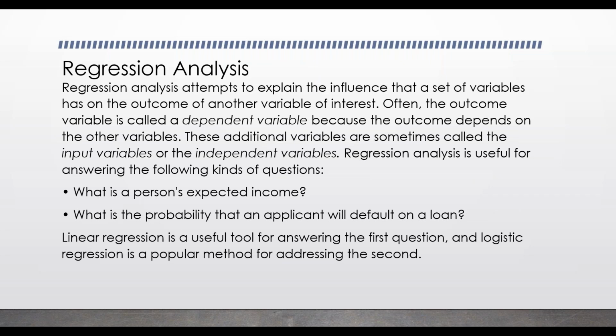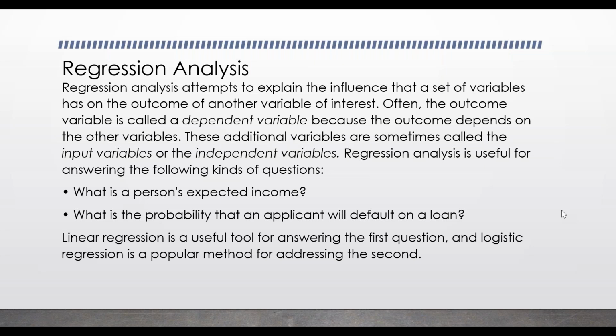Further, what is a regression analysis? This is most importantly used in data analysis, especially in banking and insurance companies. They use it a lot. So how do they use it? Regression analysis attempts to explain the influence that a set of variables has on the outcome of another variable of interest. Often the outcome variable is called a dependent variable because the outcome depends on the other variables.